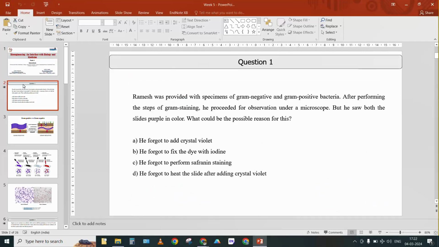So, question 1 asks that Ramesh was provided with specimens of gram negative and gram positive bacteria. After performing the steps of gram staining, he proceeded for observation under a microscope, but he saw both slides slight purple in color. What could be the possible reasons for this? Option A: he forgot to add the crystal violet. Option B states that he forgot to fix the dye with the iodine. Option C states that he forgot to perform safranin staining. And option D states that he forgot to heat the slides after adding crystal violet.